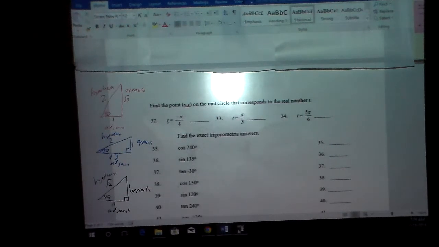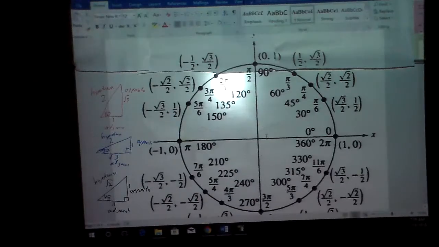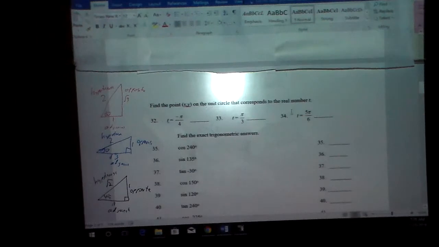Now I'm looking at pi over 3. So let's go back here and find that pi over 3 is right here. And pi over 3, the point is 1/2, square root of 3 over 2. Here's my answer: 1/2, square root of 3 over 2. That's the answer to this one. That's all you've got to write down for this particular point.